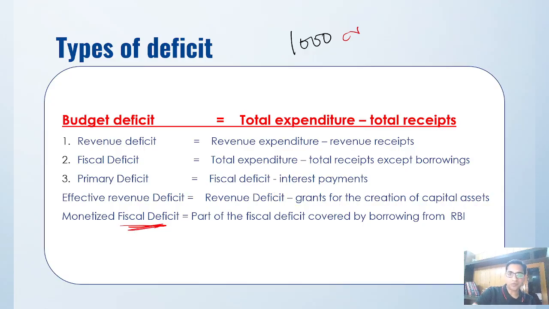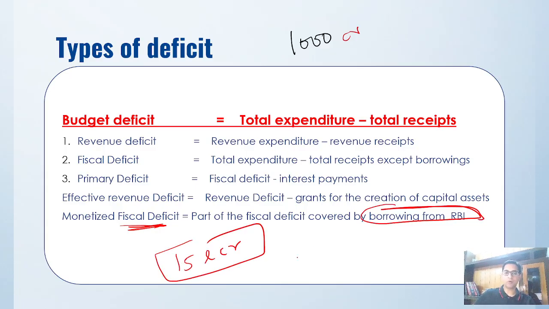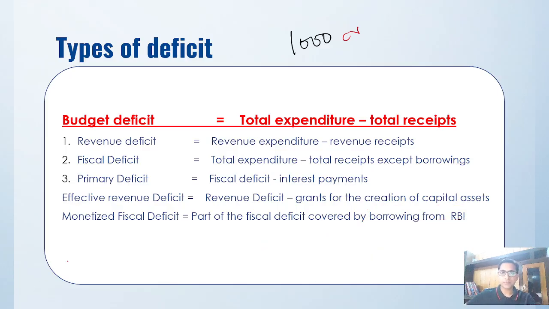Then comes monetized fiscal deficit. That means the certain part of the fiscal deficit for which you have borrowed money from the RBI. If you say that 15 lakh crore is the fiscal deficit and you have borrowed some 3 lakh crore from RBI, then you will call that 3 lakh crore the monetized fiscal deficit, because you have borrowed the money from the RBI. So these are the important deficits that we have to discuss.